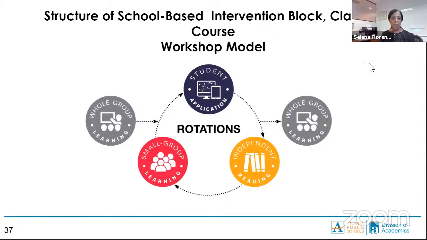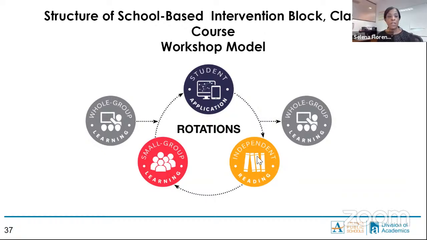So a little bit about the structure of the intervention block, class, or course. There are 4 main components, and we call that the workshop model. So at the beginning, the teacher would start in whole group and give the students an overview of the lesson, of what they should be learning for the day. And then the students move to 3 different rotations. The first rotation starts with a student application, which students use their devices to work on one of the platforms we mentioned previously, HMH or Apex. It creates a learning path for them, and it's built specifically around the needs of that individual student.